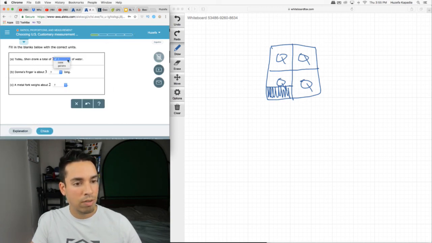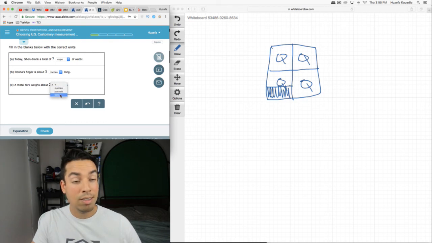Shen drank a total of 7 cups or gallons of water. So we're usually supposed to drink about 8 cups of water a day. This is insane, to drink 7 gallons. I don't think you would be able to survive that. And there's 16 cups in a gallon, so that's about half of a gallon of water. Then we've got Donna's finger is about 3 inches long. That makes sense.